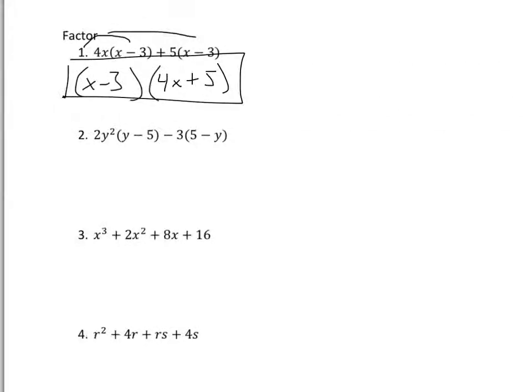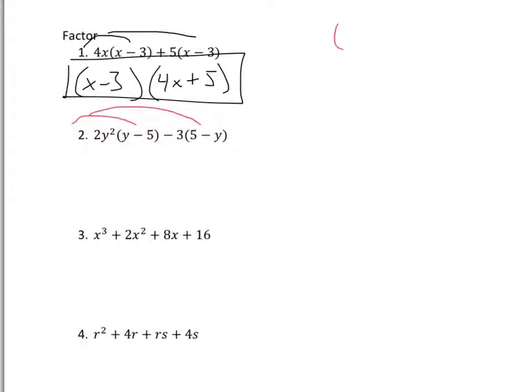The second one is very similar, same idea. Look at what's common here. We see this y minus 5 and a 5 minus y. We want to pull those both out, but the problem is our 5 minus y isn't quite the same as a y minus 5. So here's a little trick. If these look very similar but they're flipped around, you're going to take one of them and take out a negative.